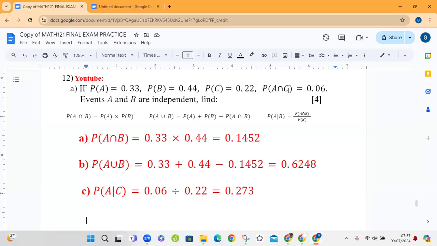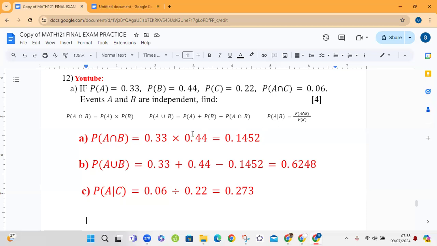And we are given a list of formulas for independent events. A and B is calculated by multiplying the probability values, P of A times P of B. P of A union B is the addition rule, P of A plus P of B minus P of A intersect B. And the rule for conditional events, P of A given B, or A if B, because this symbol you can say if, or you can say given, is P of A intersect C over P of B.